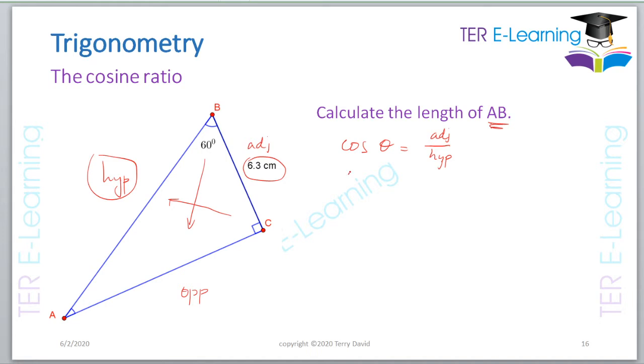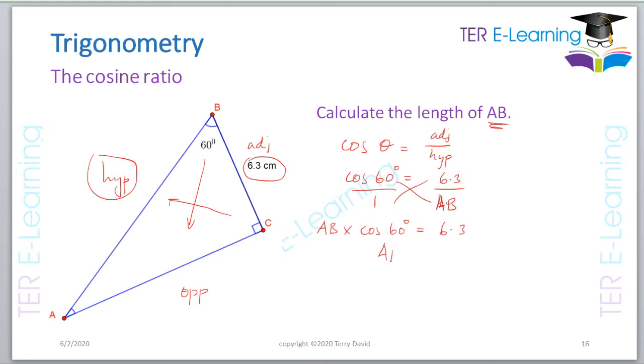So cos 60 degrees is equal to adjacent, which is 6.3, divided by my hypotenuse, which is what I don't know. I don't know what the hypotenuse is. So let me just put AB one time. So this is AB. Alright, this is AB. So we know we're going to have to cross multiply. So put this cos 60 over 1. Right? So we're saying this by this is equal to this by this. So I'm going to say AB multiplied by cos 60 degrees is equal to 6.3.